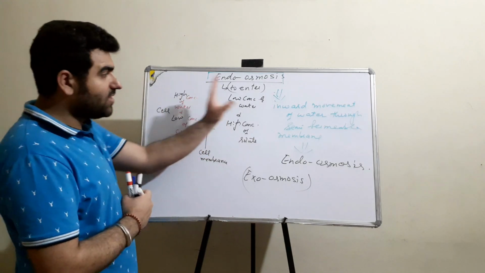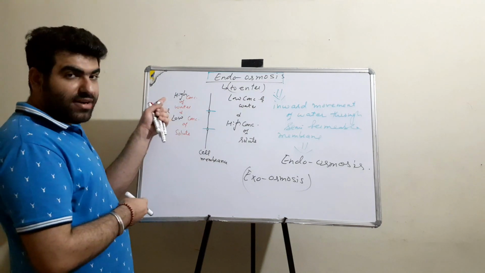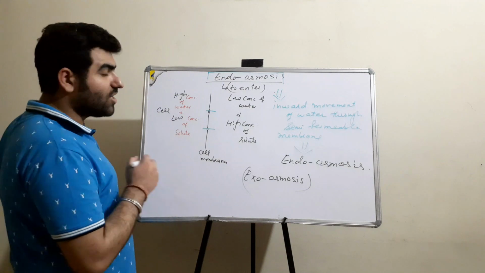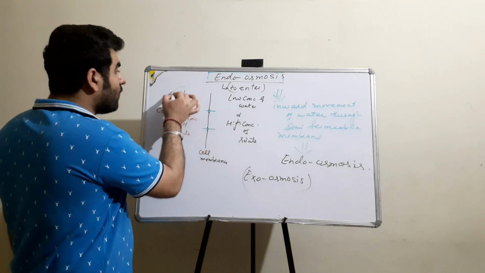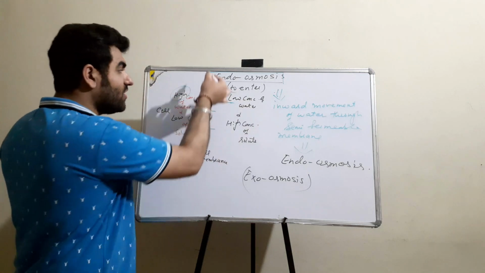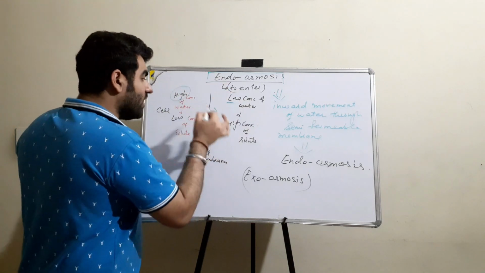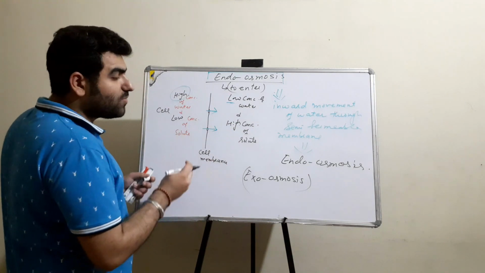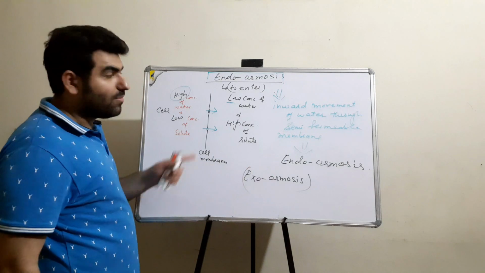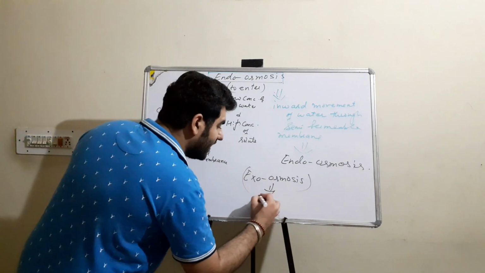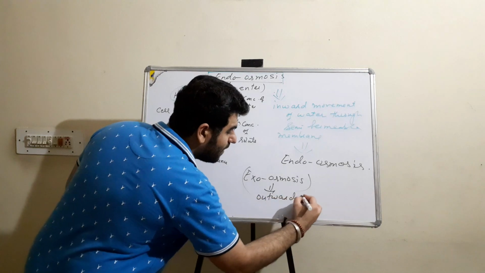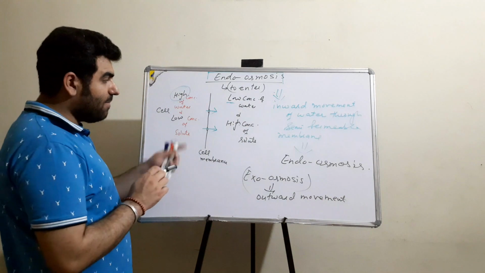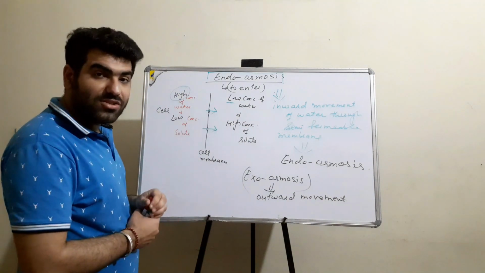Now this is the cell, this is the surrounding. Inside the cell there is a higher concentration of water, outside the cell it is lower. So the water molecules will move from high concentration to low concentration through the semi-permeable membrane. It is now moving out of the cell. So exosmosis is the exit of water molecules from the cell, or we can write it down as the outward movement of water molecules through a semi-permeable membrane. This process is known as exosmosis.